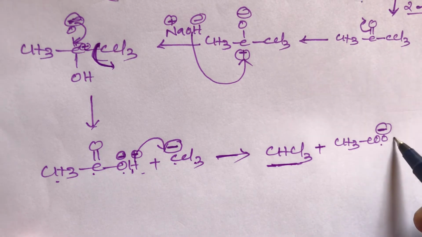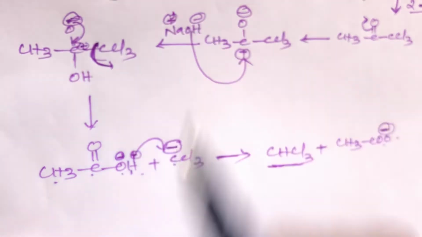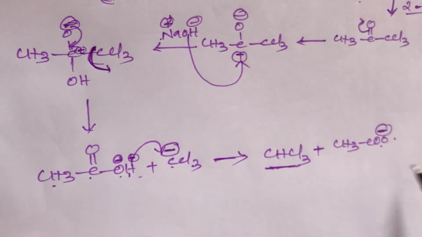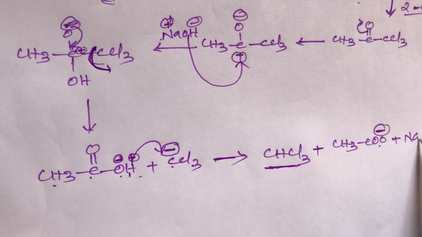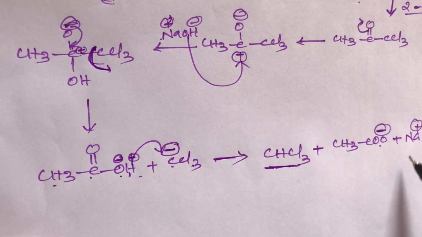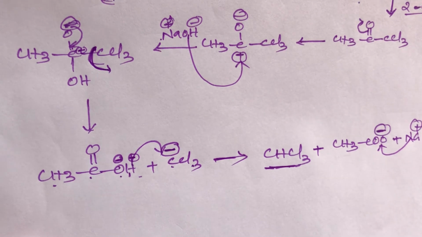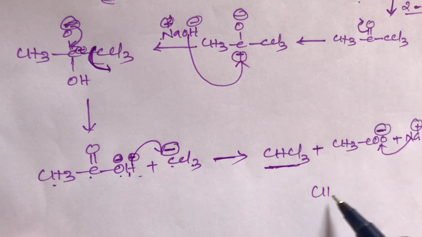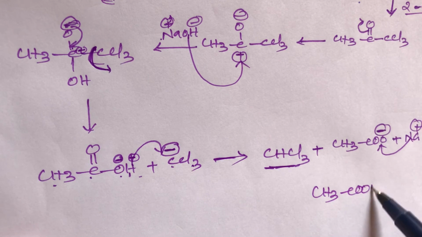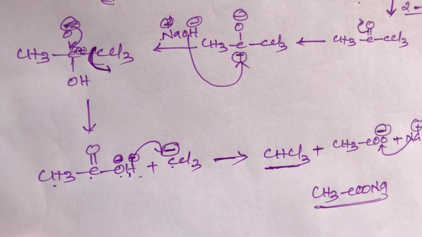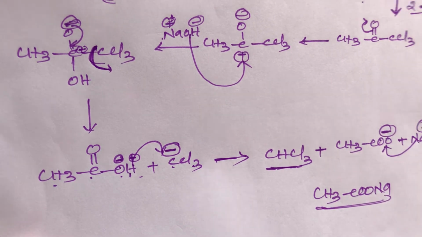This CH3COO minus reacts with the one Na plus that is left, student. Only one Na plus is left. This Na plus will react with this CH3COO group. We get CH3COONa. This is the final product in this step of the haloform mechanism, student.